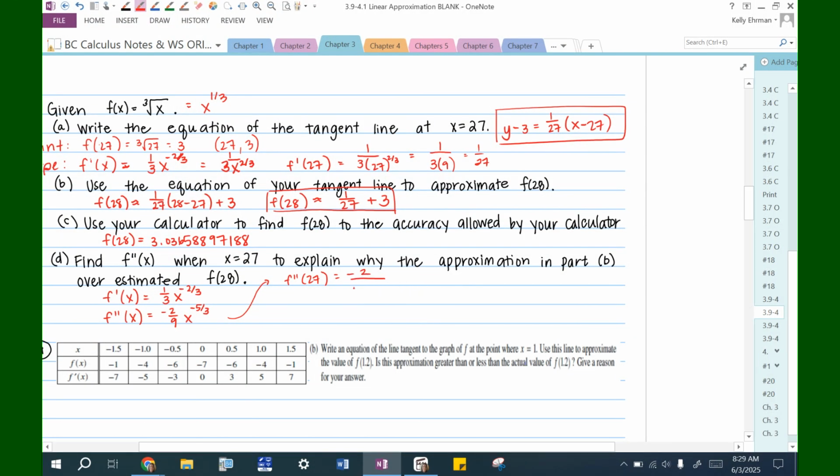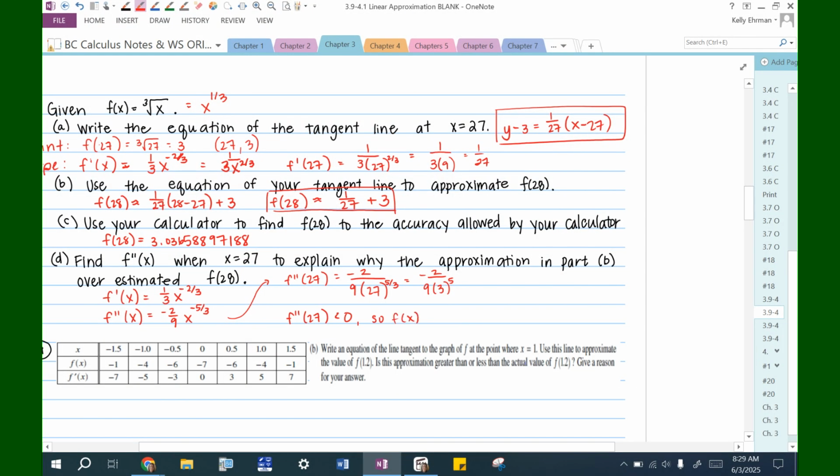Negative 2 over 9. I don't like to leave negative exponents when I'm plugging numbers in because I might forget that it's supposed to be in the denominator. Now, you can simplify this. This is negative 2 over 9 times, I'm just going to say 3 to the 5th. There's no reason to actually calculate this out because all we really want to look at is the sign, positive or negative, of the second derivative. So f double prime of 27 is less than 0.